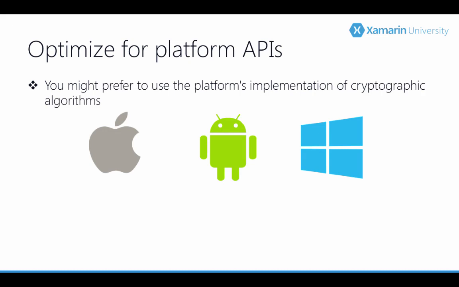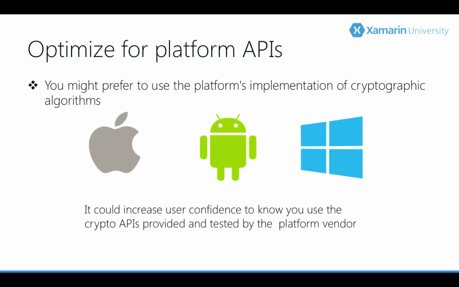Now, some developers prefer to use the APIs supplied by the platform, and that is, of course, a reasonable choice. So this means on iOS, you would use the iOS APIs, on Android, the Android APIs, etc. And so you would end up writing your crypto code multiple times.